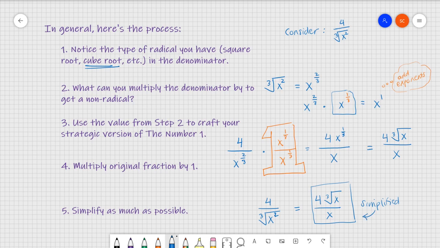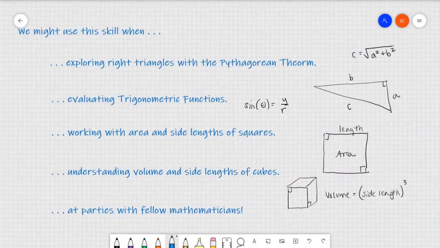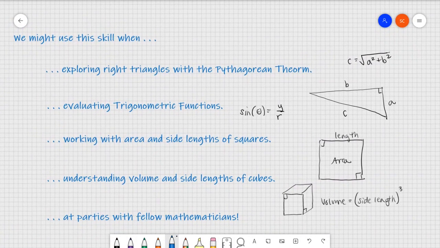So where on earth are we going to see this stuff? Well, let's check out some examples. We might use this skill when we're working with right triangles and the Pythagorean theorem. We might maybe see this when we're working with trig functions and side length ratios. We might see this when we're working with squares and talking about areas versus side lengths, or similarly cubes and side lengths, and seeing the volume as a function of side length. And then, as always, we might see this when we're at a party with fellow mathematicians.